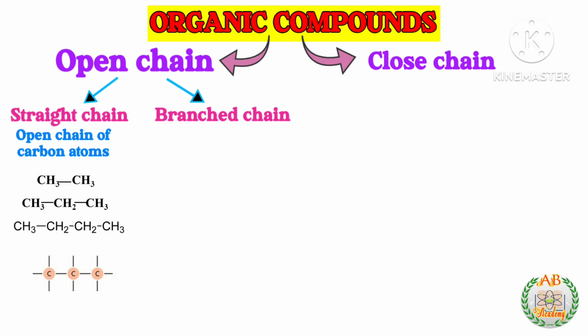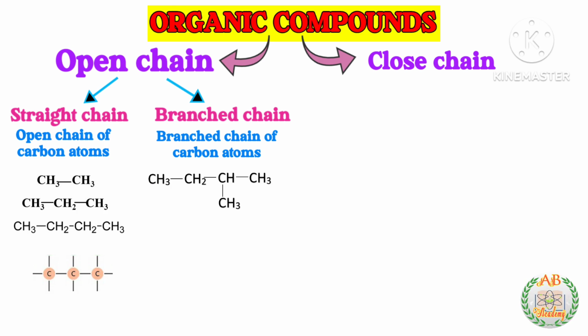On the other side, branch chain organic compounds are those compounds which contain a branch chain of carbon atoms. For example, isopentane. In this molecule, these four carbon atoms form a straight chain, but this fifth carbon is separated from the open chain and linked with the second carbon atom. So it forms a branch chain of carbon atoms. Thus, we learn that open chain organic compounds are divided into straight chain and branch chain.